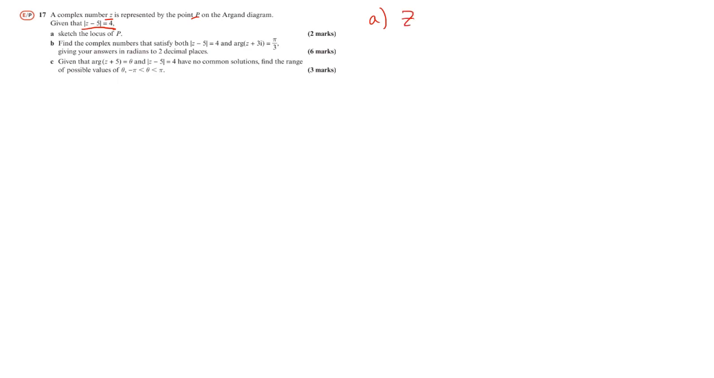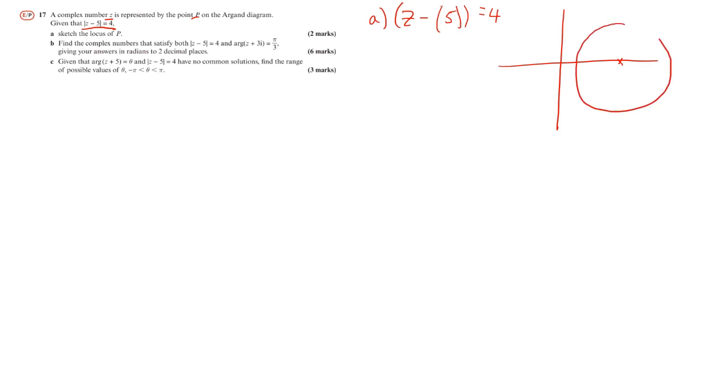Modulus z minus 5 equals 4. That's just going to show us that our centre is 5. So if we sketch that, then we have a centre of 5. That's on our real axis. So centre of 5, and then a radius of 4. So something like that. This is 5, 0. This is a radius 4.